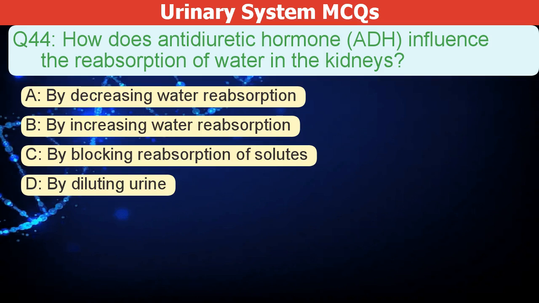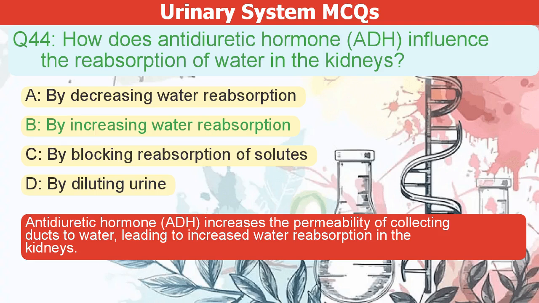How does antidiuretic hormone, ADH, influence the reabsorption of water in the kidneys? A. By decreasing water reabsorption. B. By increasing water reabsorption. C. By blocking reabsorption of solutes. D. By diluting urine. The correct answer is B. Antidiuretic hormone, ADH, increases the permeability of collecting ducts to water, leading to increased water reabsorption in the kidneys.